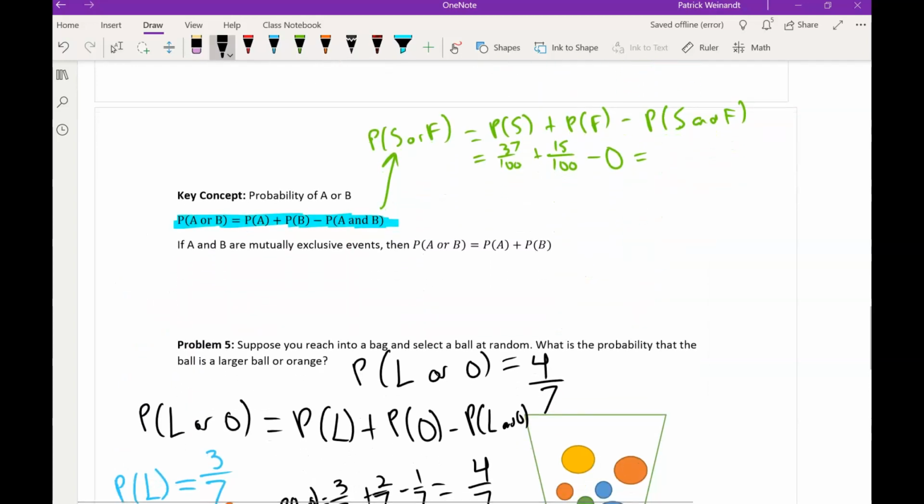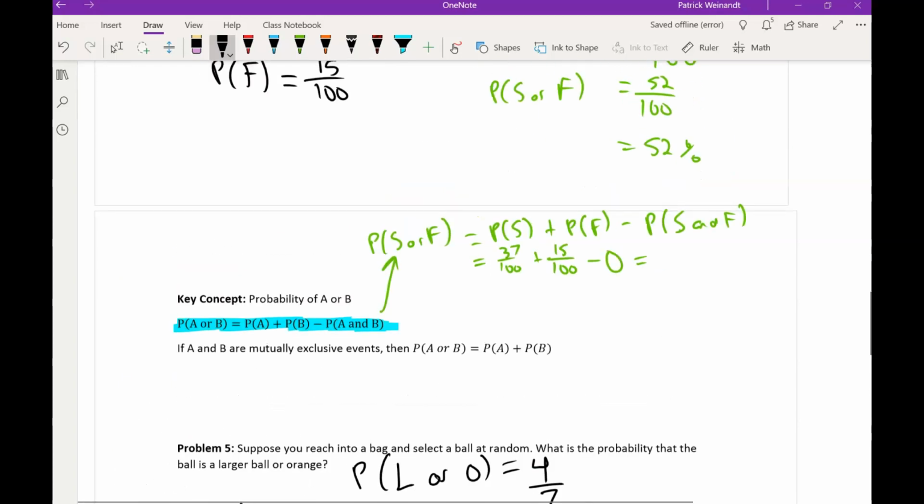But even if they were mutually exclusive, like in our Spanish or French class, where the event of a kid being in Spanish and French was mutually exclusive, just remember that if they're mutually exclusive, what's the probability of having a Spanish and French student if they can't be in Spanish and French at the same time? The answer is 0. So always just use that formula. Keep in mind that if it's mutually exclusive, the probability of those events both happening is 0.